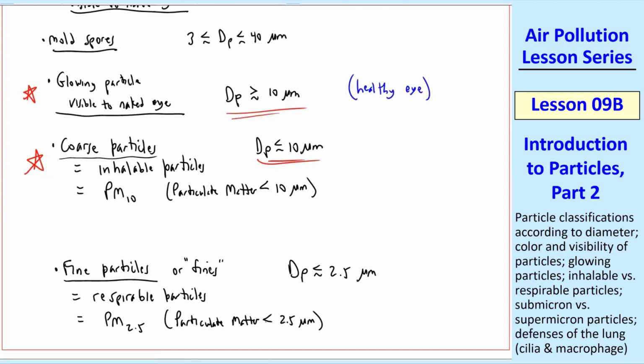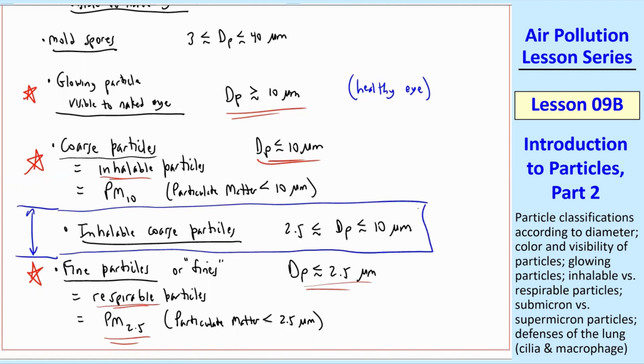Fine particles, also known as fines or respirable particles, or PM2.5, are generally less than about 2.5 microns. Respirable is not the same as inhalable. Respirable means they get deep into the lungs, all the way into the tiny little bronchial tubes and even some of them down into the alveoli. Whereas inhalable, they get into your lungs, but typically get caught in the upper region of your lungs in the larger bronchial tubes. In between these two is inhalable coarse particles, and these generally lie between 2.5 and 10 microns.